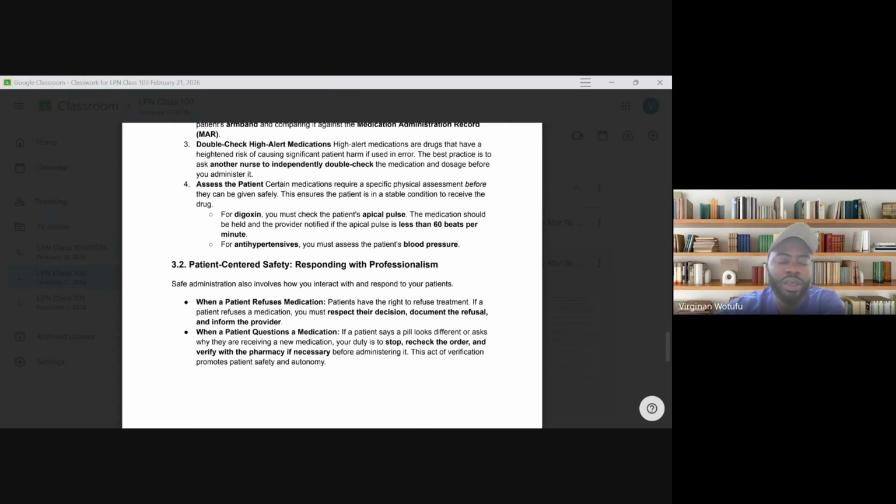So during the administration process, you might encounter situations like the patient refuses the medication. When a patient refuses the medication, we know the patient has the right to refuse treatment. So we respect the patient's autonomy, we document the refusal, and we inform the provider. That is very, very important.